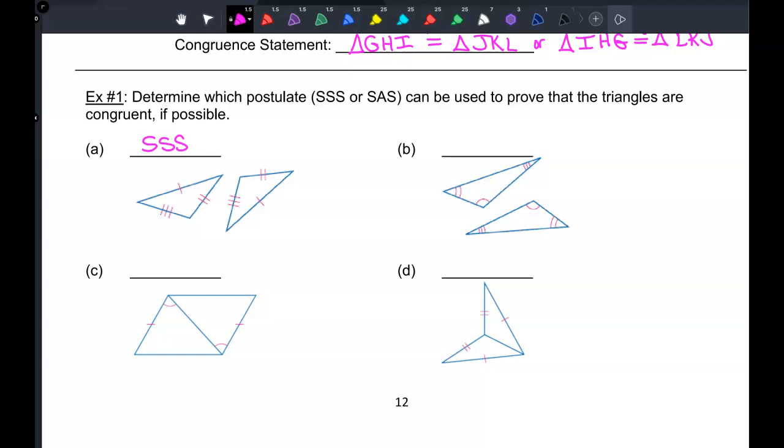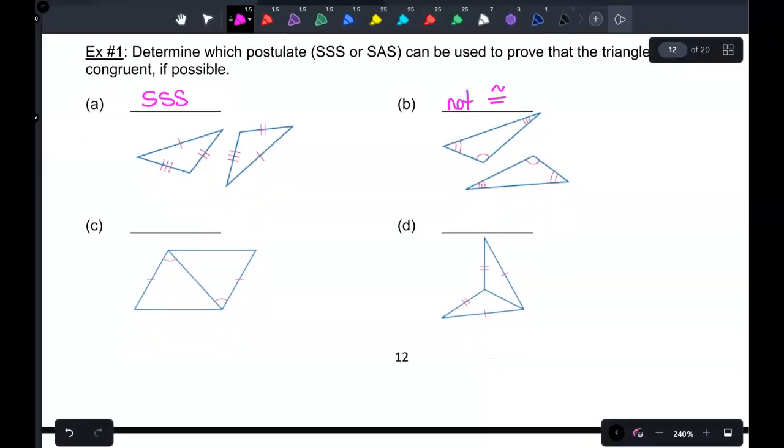Notice there are no sides marked in this picture. What is labeled here? Just the angles. Is that one of the postulates? No. So this one is not possible to prove congruent. Isn't there an angle on this side? Yeah, that we'll do next week. That's why I said we're just doing these two.